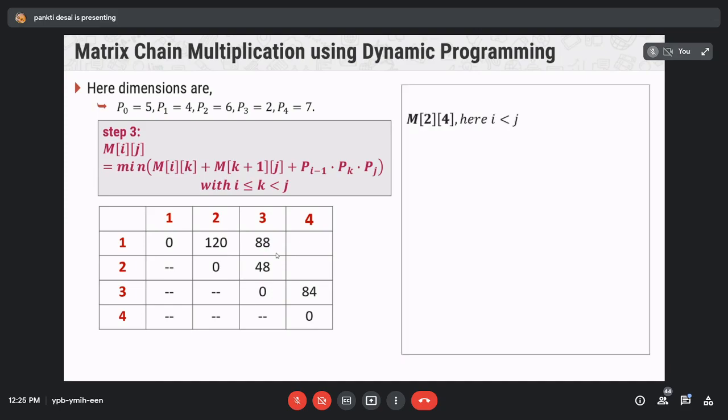Now the same for M24. For M24, i is less than j. So the value of i is equal to 2, j is equal to 4, and k is equal to 2, 3. Now all of you give me the answer for k is equal to 2 for M24. Compute the answer for k is equal to 2, i is equal to 2, and j is equal to 4, and give me the answer for M24.